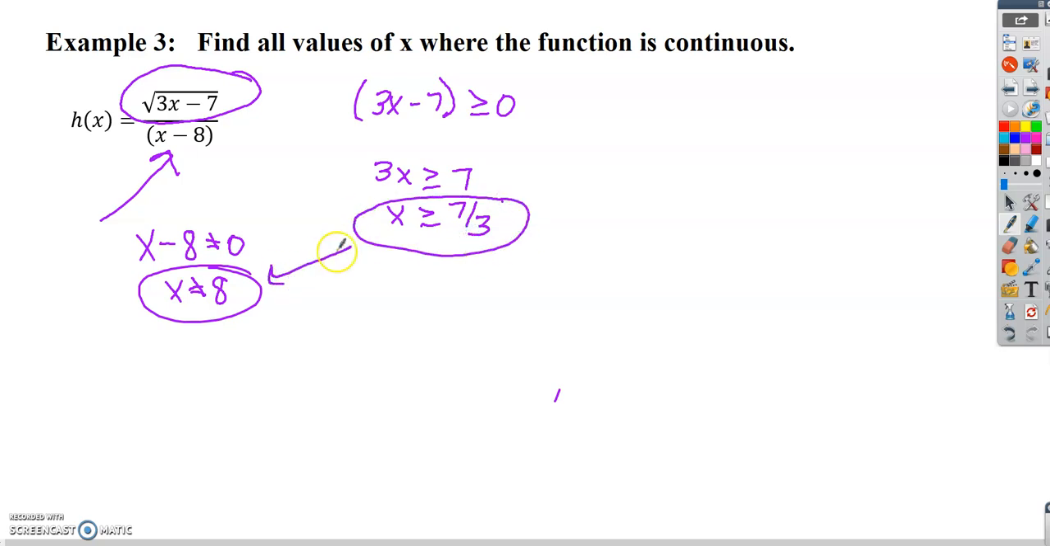So these two things have to work together. x can be anything bigger than or equal to 7/3, but it still can't be 8. So how do we write that? We end up with a domain, that would say I can be everything greater than or equal to 7/3. So 7/3 is the smallest I can go, and I can actually be 7/3. Normally, I would say to infinity, but I am not allowed to be 8. So I'm going to stop and leave 8 out, and we're done.